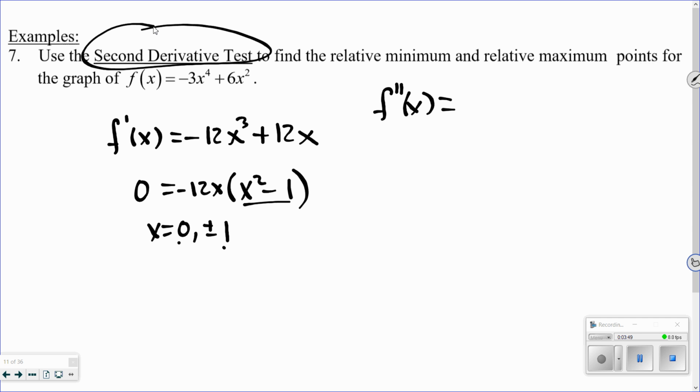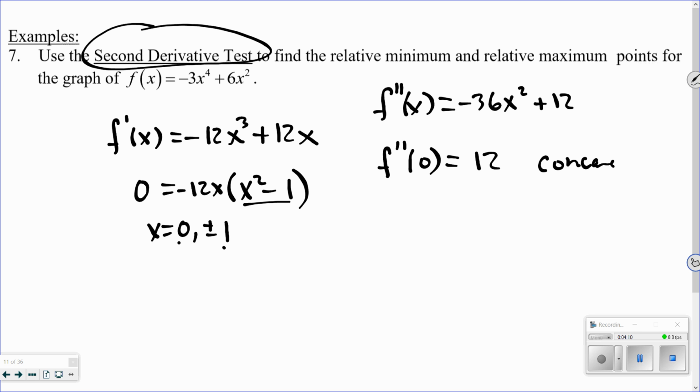If I plug 0 in, well, let's actually find the second derivative first. I guess that would help. That would be negative 36x squared plus 12. Okay, so I'm going to plug in 0. If I plug in 0, I get a positive 12. That means at 0, it's concave up. Right, my second derivative is positive.